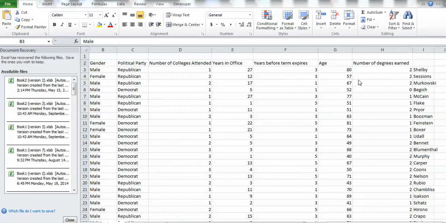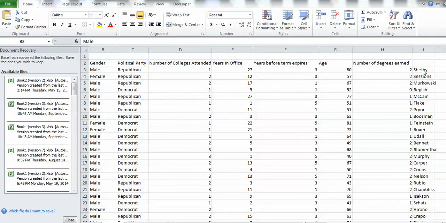Here's a real-life data set. In this data set, we have the 100 U.S. senators who are in office right now. I collected and entered all this data myself. Up here we have the names of the variables, and in here we have all of the data values.